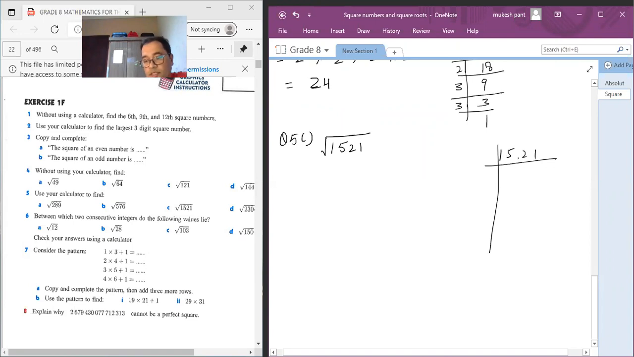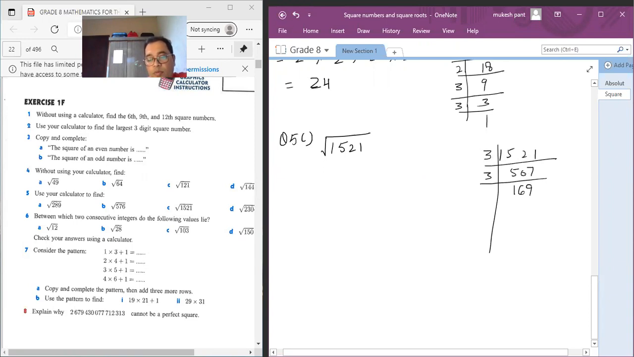So 1 plus 5 is 6, 6 plus 2 is 8, and 8 plus 1 is 9. Sum of all digits is 9, and 9 is divisible by 3. So this number will be divisible by 3. So 3 5s are 15. Then 2 not divisible, put 0, and then it's 21. This 7. Then again 5 plus 7 is 12, divisible. So this is 3 1s, then 20. 20 means 3 6s are 18, and 2 carry over, 27, 9.